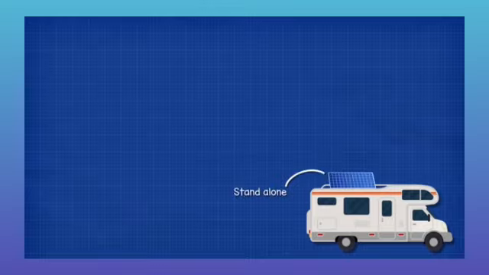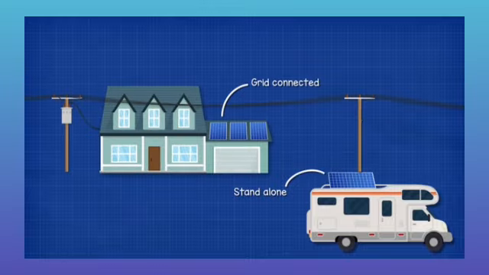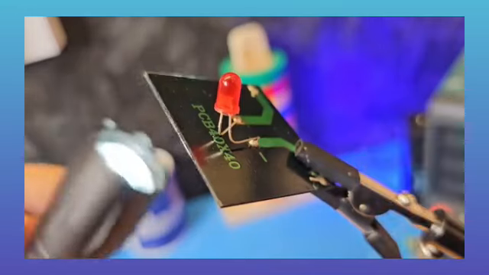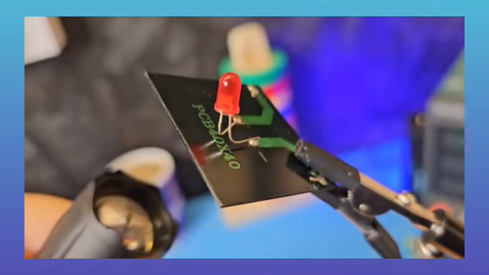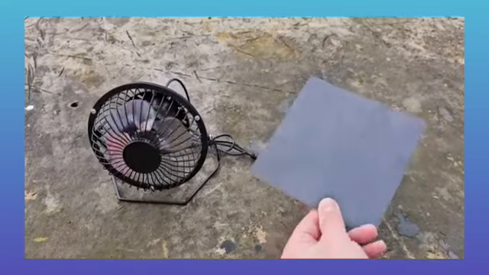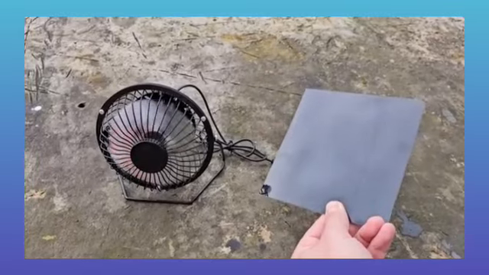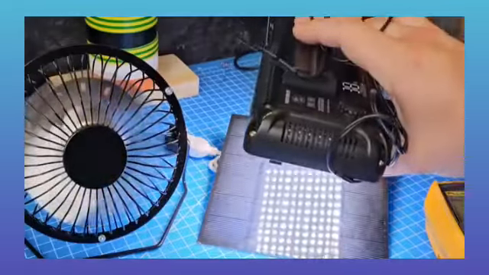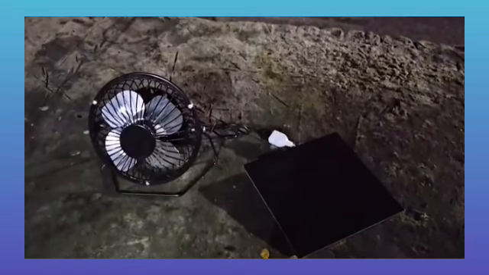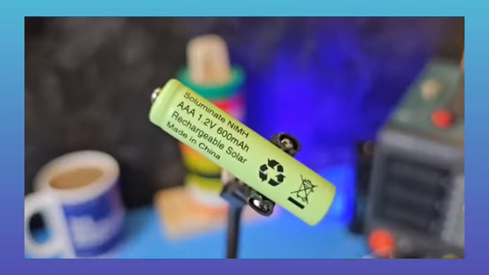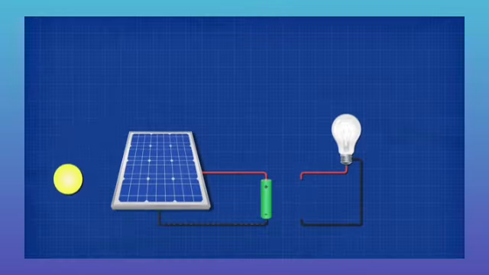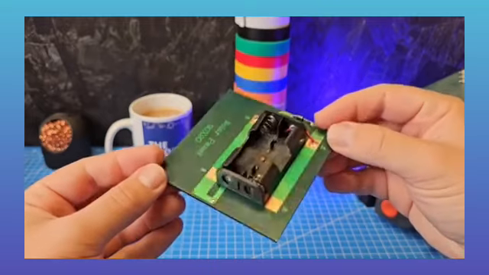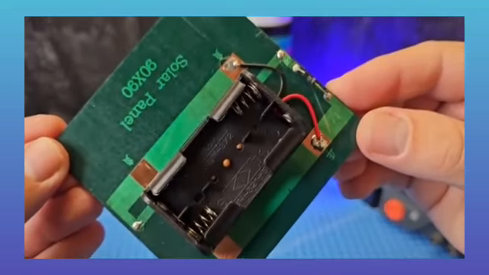The system could be standalone or grid connected. We can use a solar panel to directly power a load, but it only works when exposed to light. For example, this solar fan will automatically turn on when exposed to light. The brighter the light, the faster it spins. But it doesn't work at night. We therefore need a battery to store the energy. It charges during the day, and we can then use it at night. That's how this very simple battery charger works.